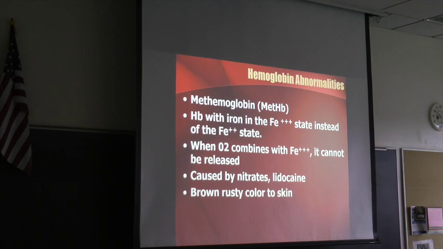The other one that it keeps track of is methemoglobin. So METHB is the abbreviation for methemoglobin. This is hemoglobin when the iron is in the ferric state instead of the ferrous state. So the three pluses, F-E-R-R-I-C, the ferric state, so it's got an extra positive charge to it. And then the Fe with the two pluses, that's called the ferrous state, F-E-R-R-O-U-S, ferrous state.